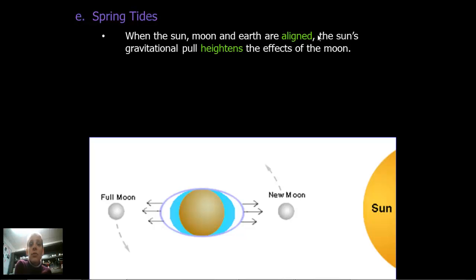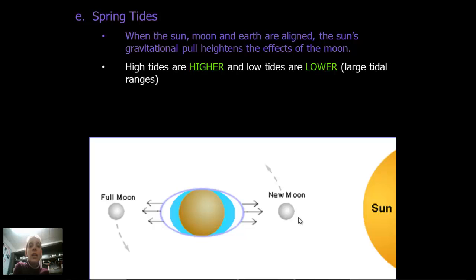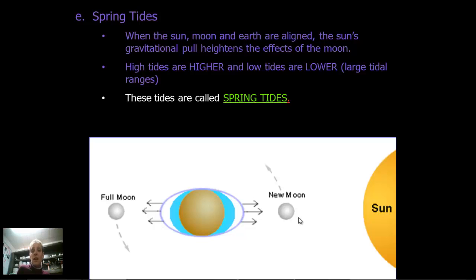When the sun, moon, and earth are aligned, the sun's gravitational pull actually heightens the effect of the moon. That's what we see here in this image. The sun, the moon, and the earth are all in line. So this gravitational effect of the moon on the tides is enhanced because the sun is in line with it. So higher tides are higher and lower tides are lower. So there's a larger tidal range. And these tides are what we call spring tides.